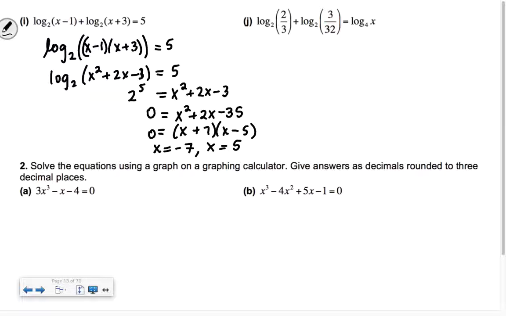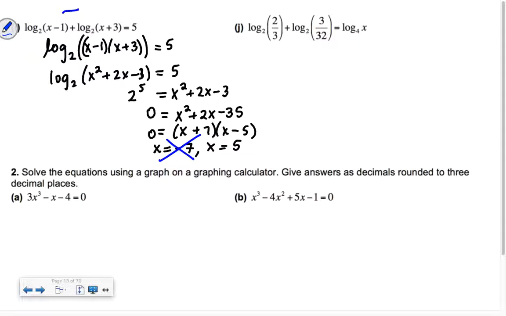But remember, we always want to check when our original was a log equation. One of those does not work. The negative 7, yeah. Because if you plug in a negative 7 right here, then we would get negative 7 minus 1, which is a negative exponent.